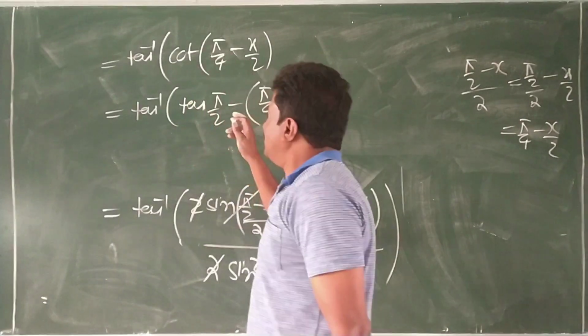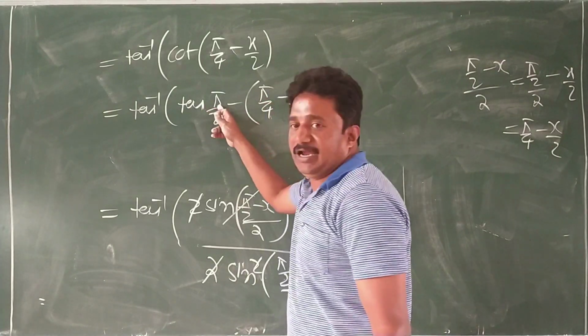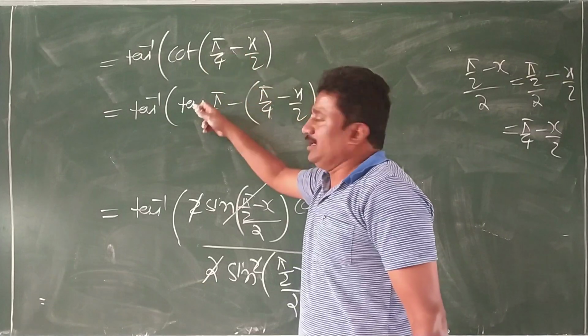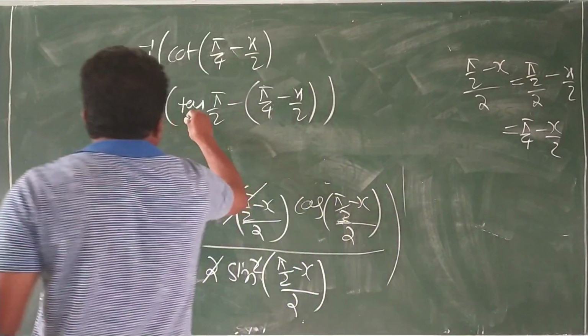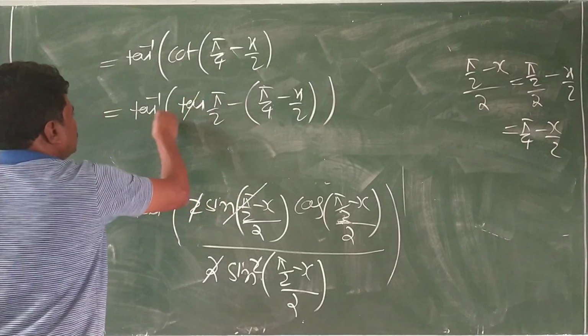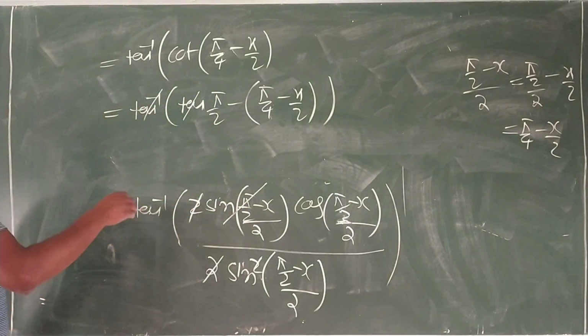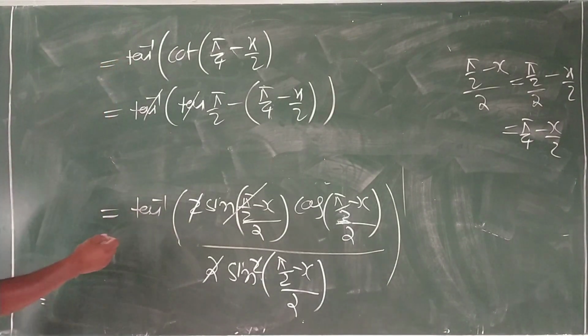Carefully practice. Tan of 90 minus theta. Cot theta, what is cot theta? Tan of 90 minus theta. Carefully observe. So tan inverse gets cancelled. Now we could cancel tan inverse. Ultimately, we could cancel tan inverse and cot.